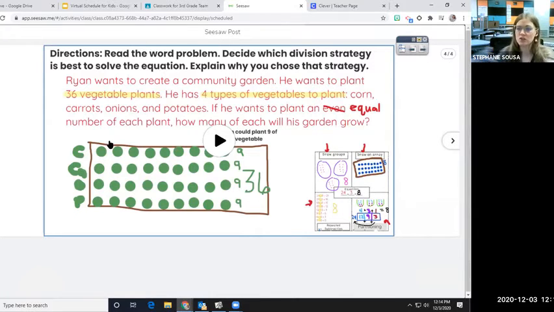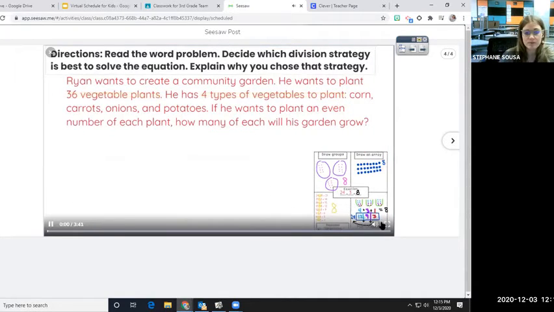What would my actions look like? Would they look like making an array? Would they look like taking things away from a group and subtracting? How would they look? So here's an example of how we would use a division strategy in our daily life.